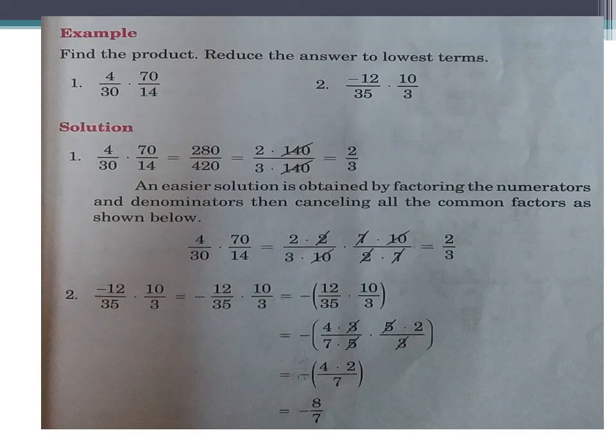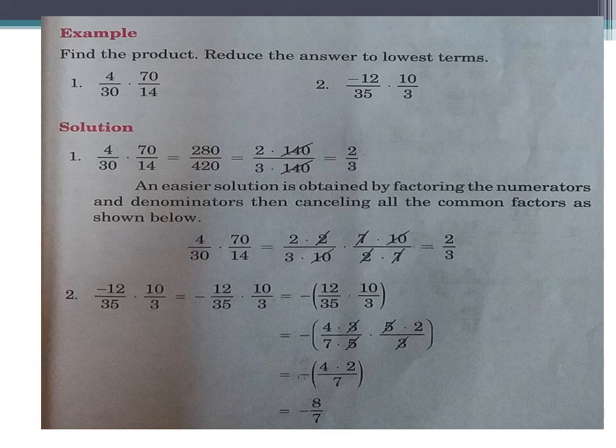Find the product. Reduce the answer to lowest terms. We have 4 over 30 times 70 over 14. Here's the solution: 4 over 30 times 70 over 14. So, we have 280 over 420.